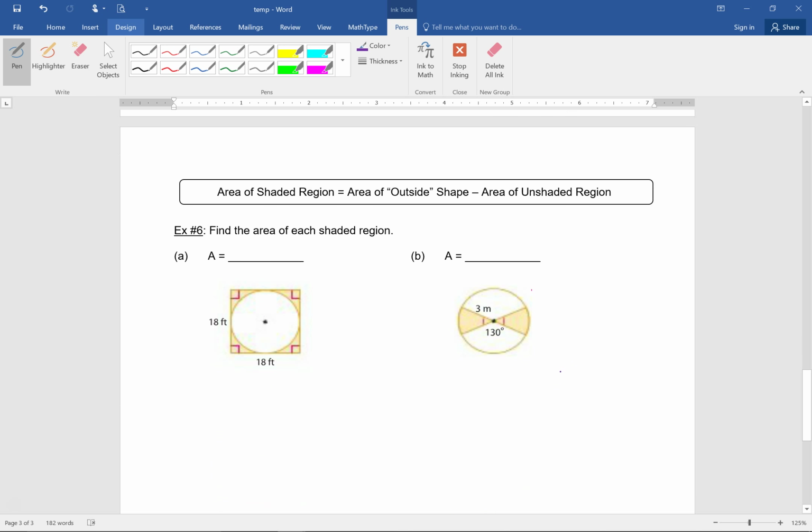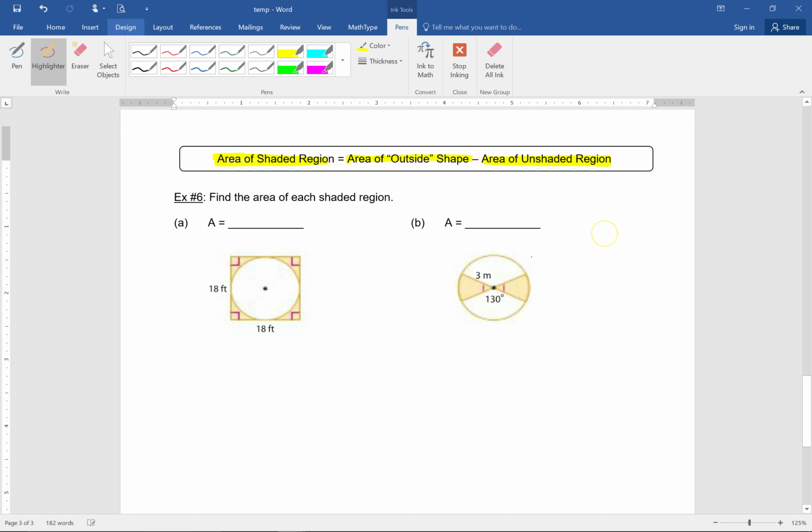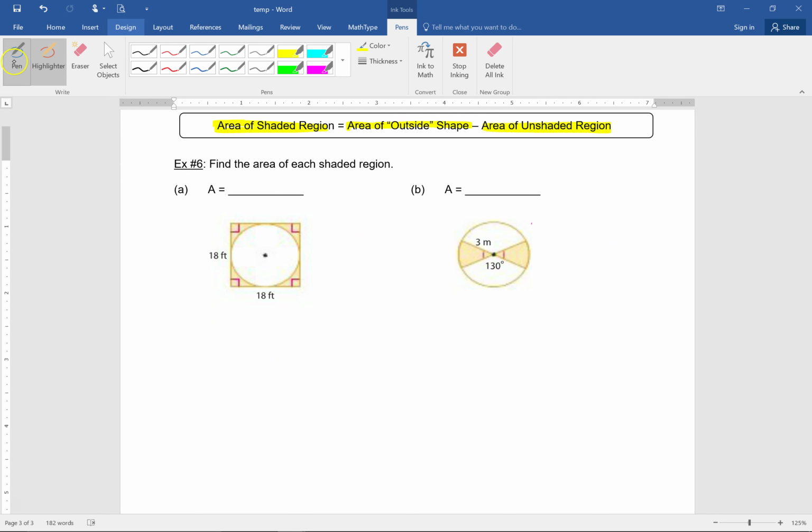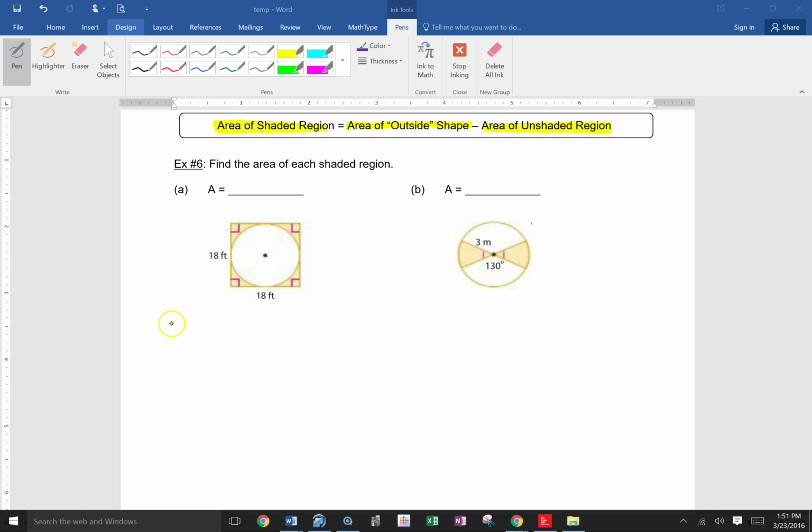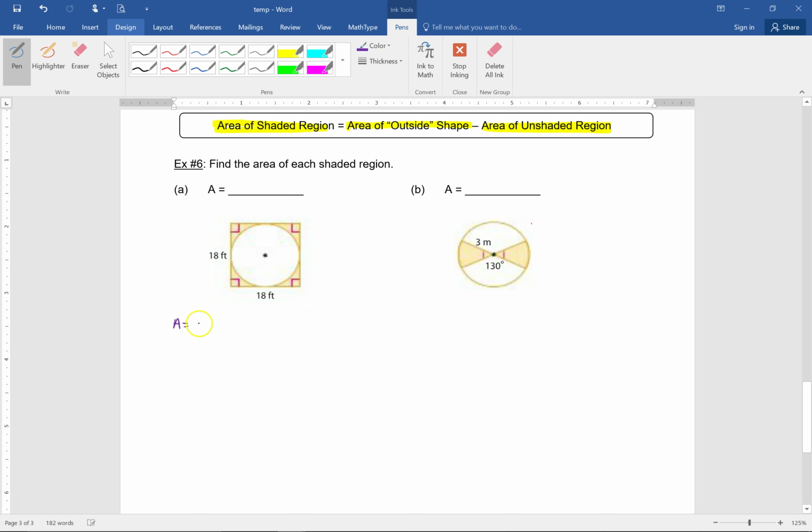All right. Area of the shaded region. To get the area of the shaded region, you have to find the area of the outer shape, the outside shape, whatever that might be, and you have to find the area of the unshaded region and subtract them. So in this first case, what's the area of the outside? What shape is the outside? It's a square. So we have to find the area of the square and subtract from it the area of the what? Circle. All right?